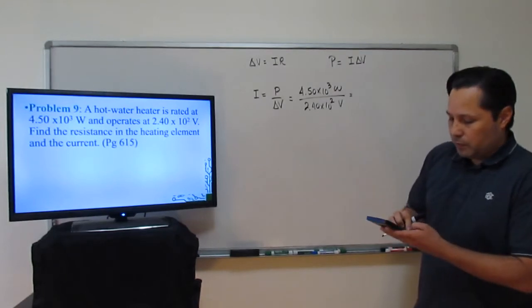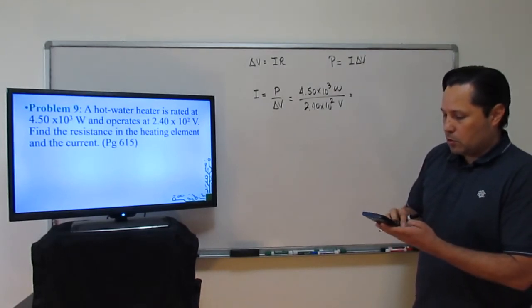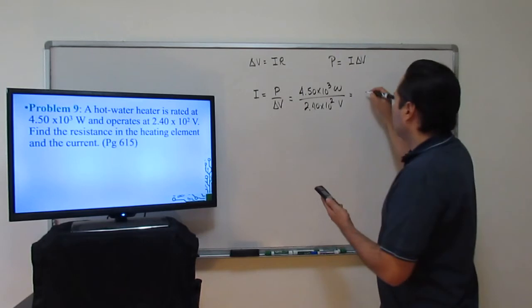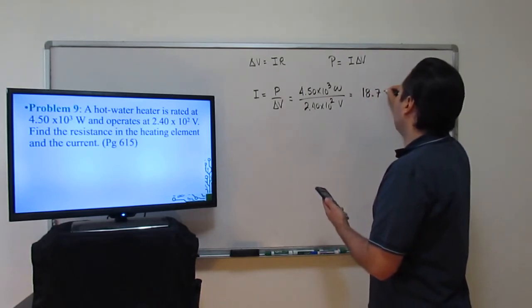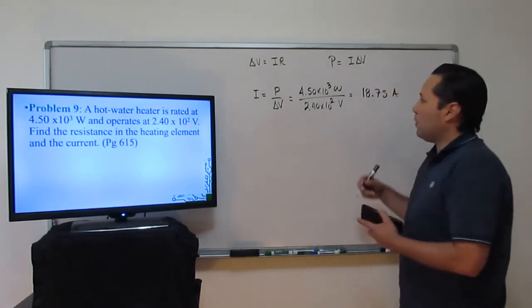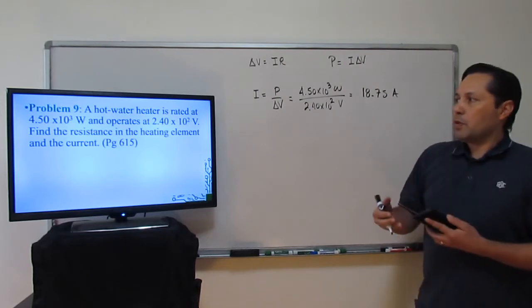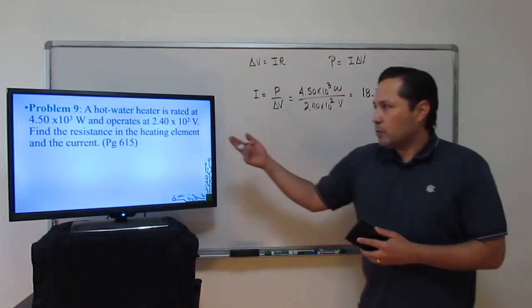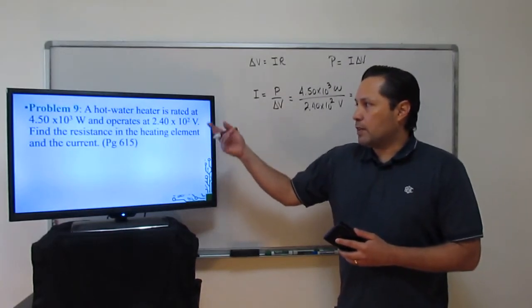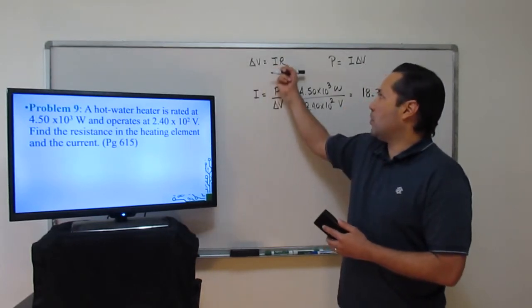We just divide 4,500 divided by 240 gives us 18.75 A, for amps. That is the current. All right, now we have the current. They ask us not just to figure out the current, but also the resistance. So in this case, we're looking for R.